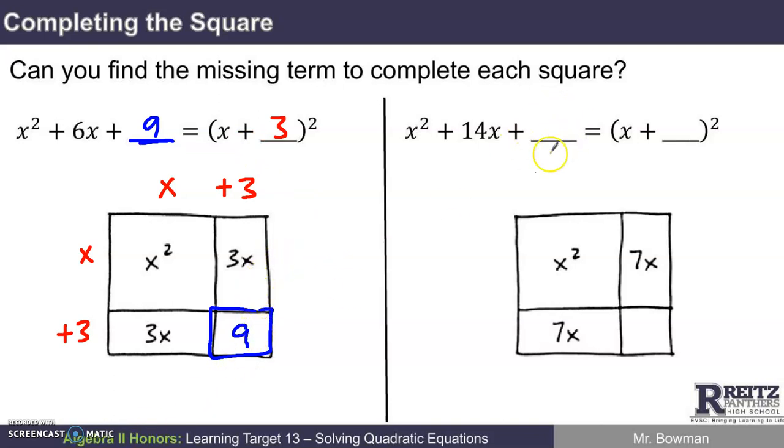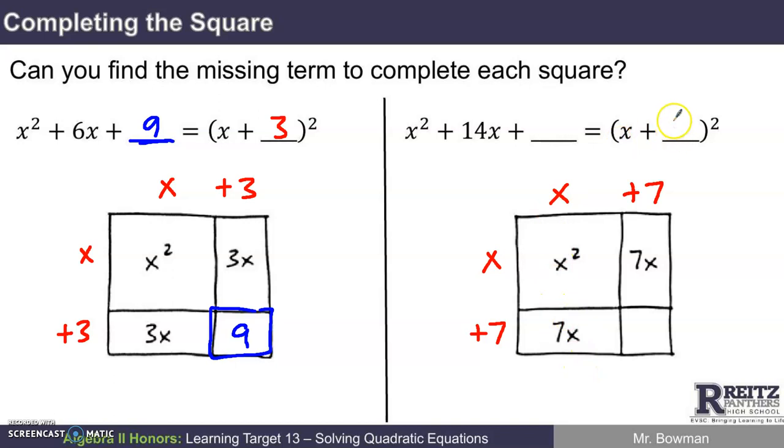Let's try the one over here. We've got x squared plus 14x, which I've split evenly into 2 pieces because I want to make a square. X times x is x squared. Here, to multiply something by x and get 7x, I guess I need positive 7. And I suppose I could do the same thing here. What times x gives you 7x? Positive 7.